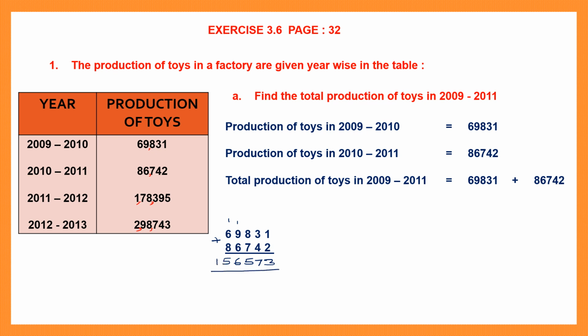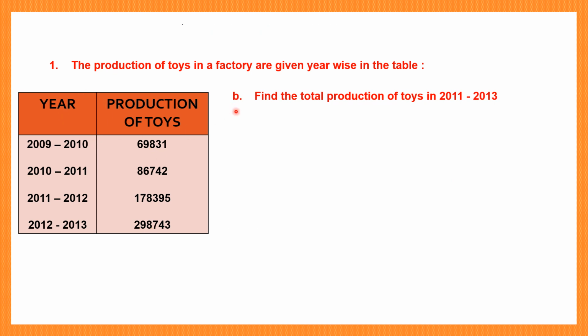So now we have this number. Let's place our commas. We have a comma here and we have a comma here. Now let's read this. 1,56,573 toys were produced between 2009 and 2011. So let's write our answer here. Total production of toys in 2009 to 2011 is 1,56,573. So this is our answer. Now the same table, let's see what question B is. Find the total production of toys in 2011 to 2013. So between these years, we need to find the total production of toys.